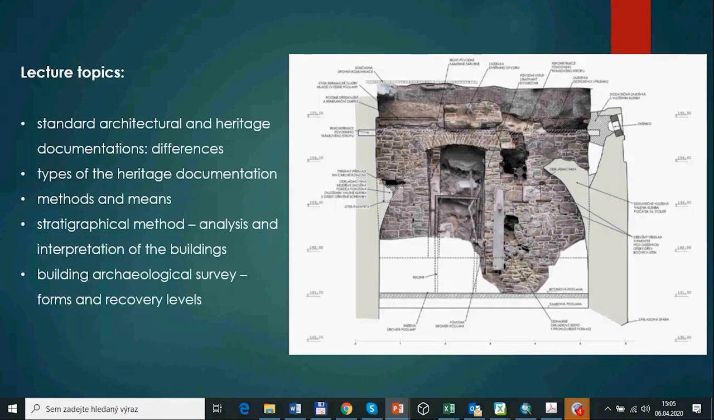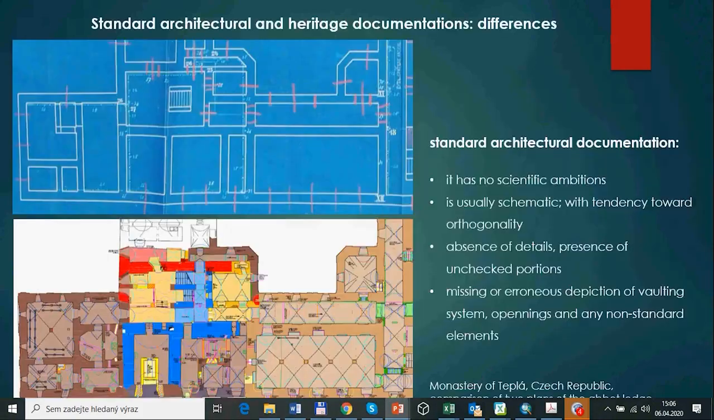My topic today is maybe more methodological and technical than that of the previous lectures. We will deal with the measurement and recording of historic buildings and interpretation principles of historical architecture.